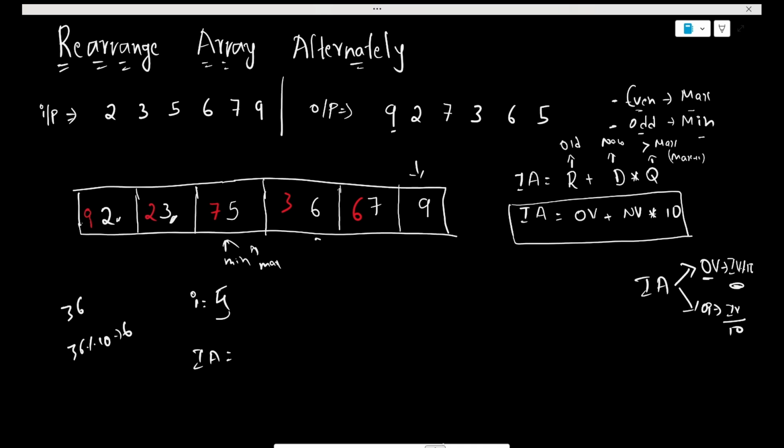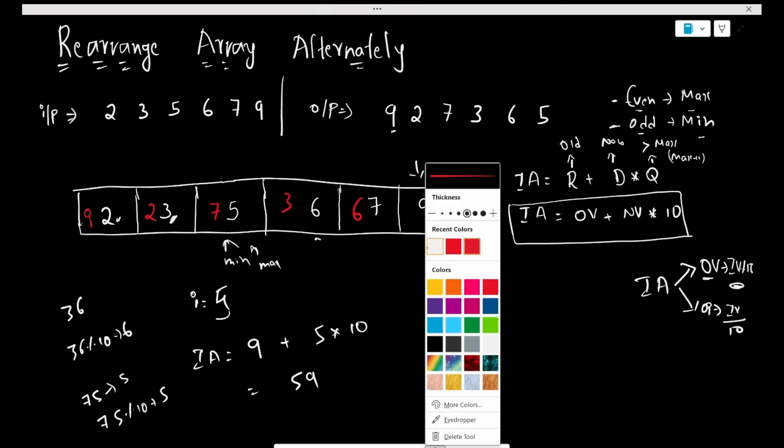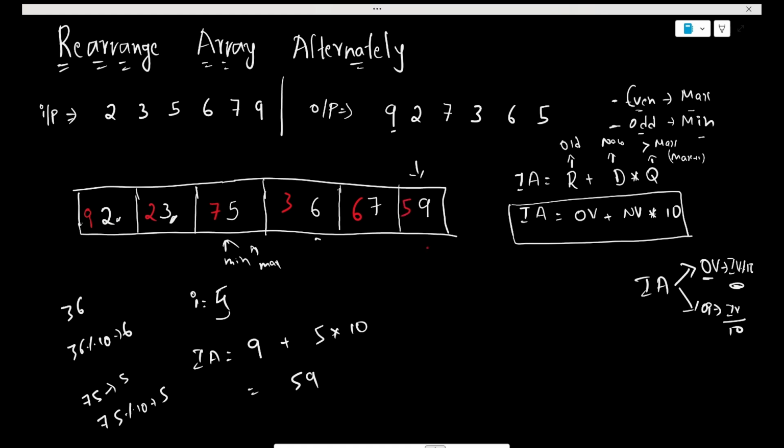Intermediate value is old value, which is 9, plus what's the new value? Here I is equal to 5. I is equal to 5 means that is an odd number. We have to take minimum. Here minimum is pointing to 75, which is the intermediate value. And we need the original value, which is 5. And we just do modulus of 10. We will be getting 5. So 5 into 10, that would be 50, plus 9, 59. So update this 59. That's it.